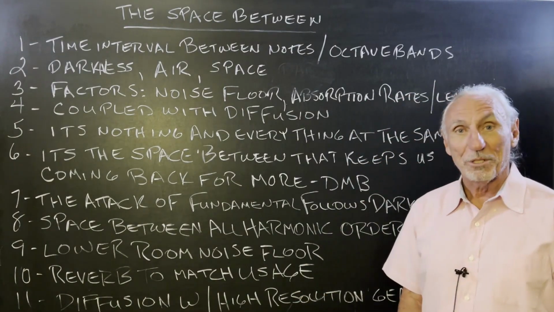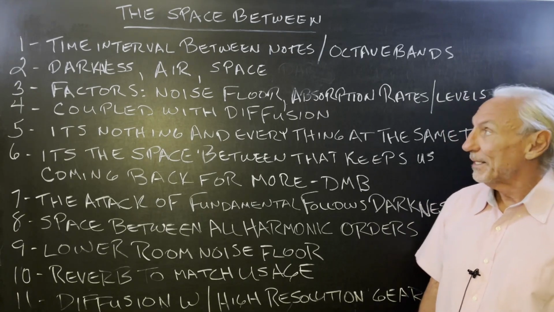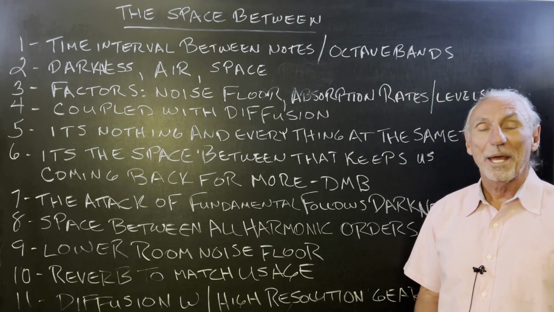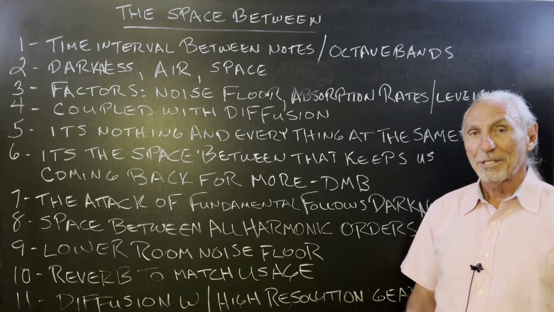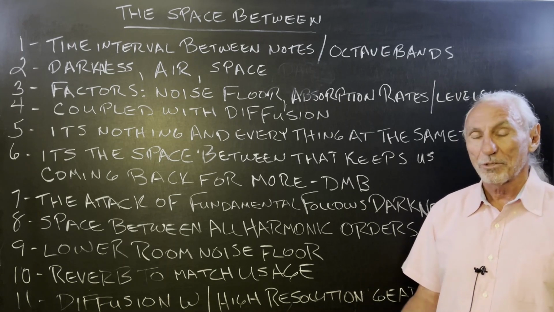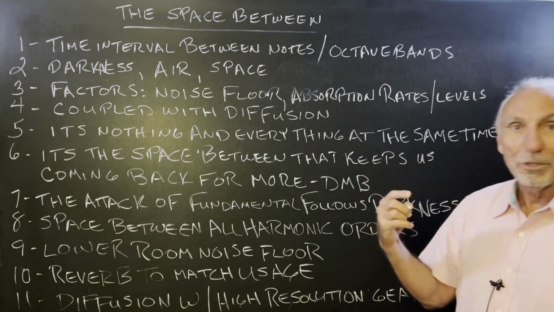Today we're going to talk about the space between, that interval between notes and octave bands. Sometimes referred to as darkness, air, space. It's that pause between notes, between a chord strike. So what kind of factors contribute to that?